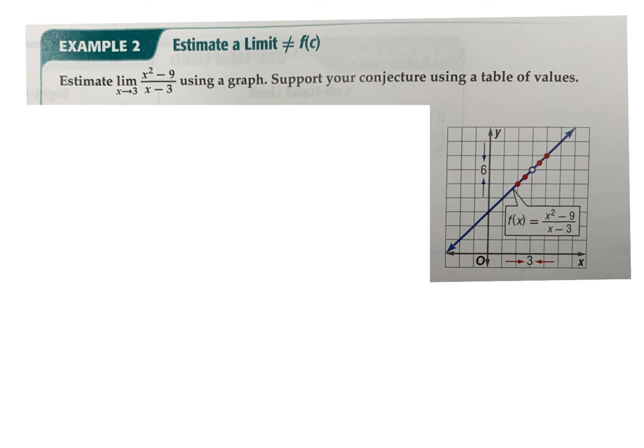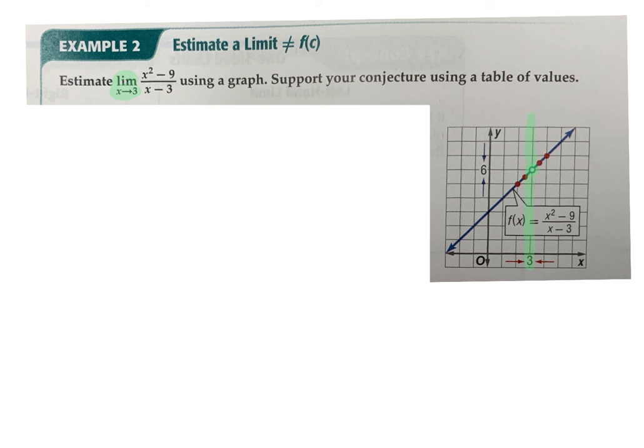Example 2. They want the limit as x approaches 3. They've told us right here, right? Limit as x approaches 3. And so 3, well, that's right here, okay? What do you notice on this graph at 3? What is happening at 3 on this graph? What's there? 6. But technically, there's not a 6 there. What is there? There's a hole, okay? There's a hole in the graph.